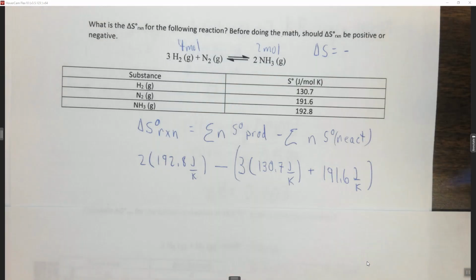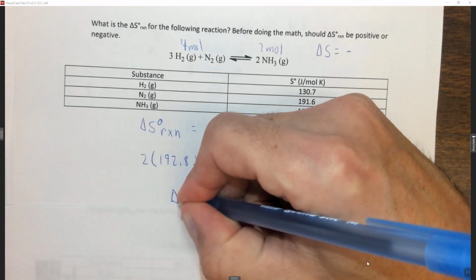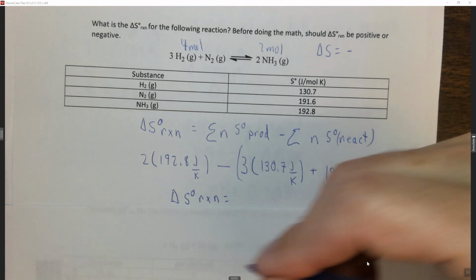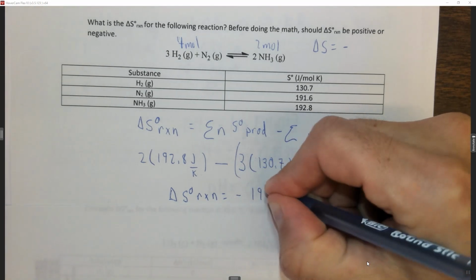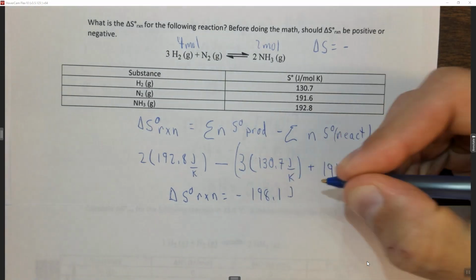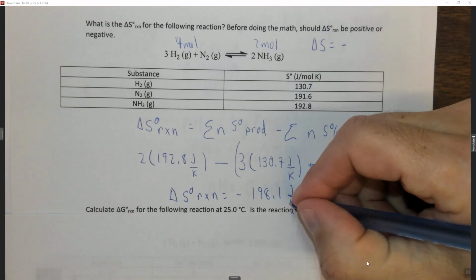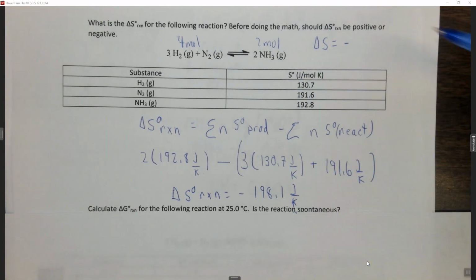All right, then you just have to do the math. And when you do the math, you find the S naught of the reaction is equal to negative 198.1 joules per K. No, this one should be joules per K and not joules per mole K.